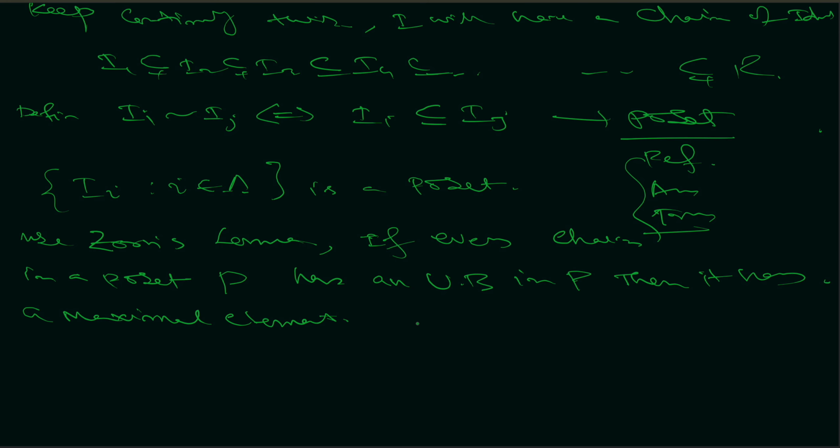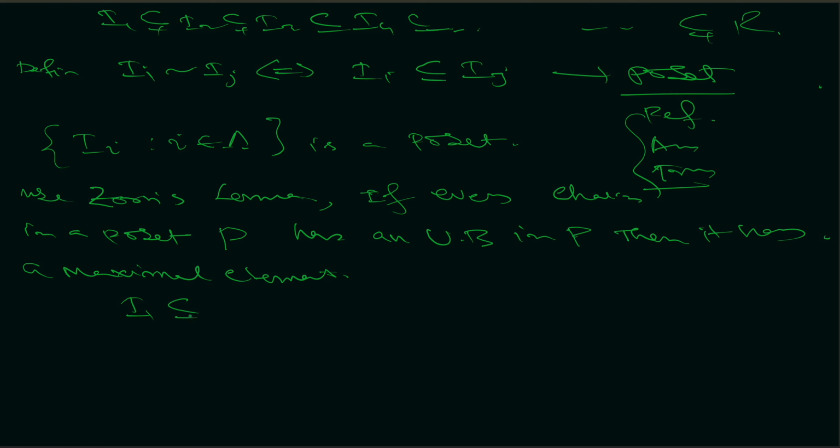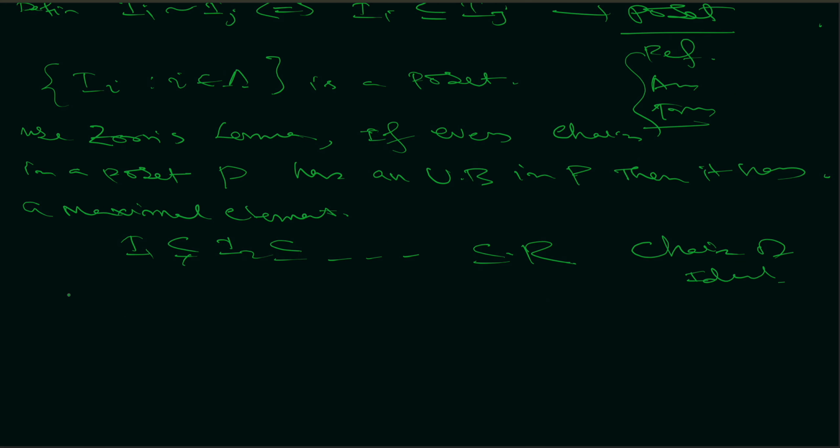So I have a chain of ideals I1 is contained in I2, sorry, I2 is contained in dot dot dot contained in R. So this is a chain of ideals. And what is the upper bound? The upper bound is the union of I_i, i equals 1 to infinity. Okay, this is an upper bound. Every chain you take will have an upper bound.